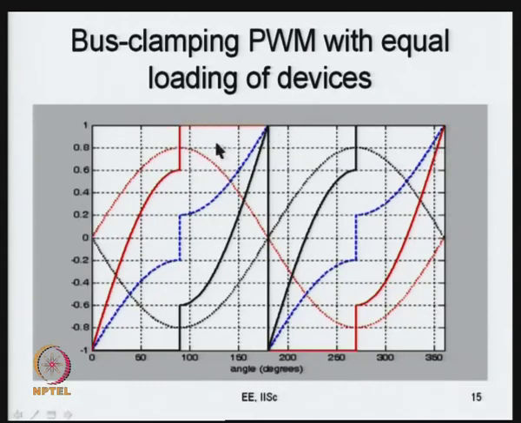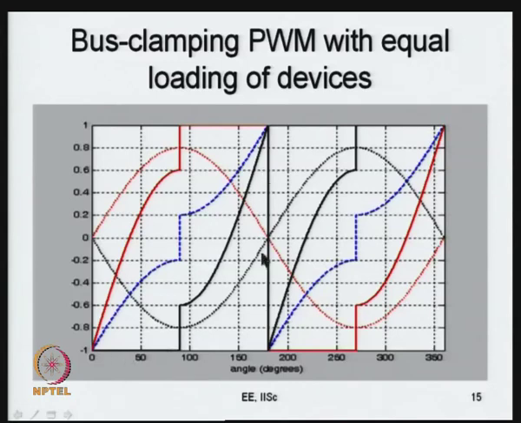Here in this 90 degrees duration, A phase top device conducts. In this 90 degree duration, the bottom device is on and conducts. So, the switching loss is reduced. A phase switching loss is reduced by 50%, because 50% of the time A phase is not switching, and the conduction losses are also uniformly distributed between the top and the bottom device.